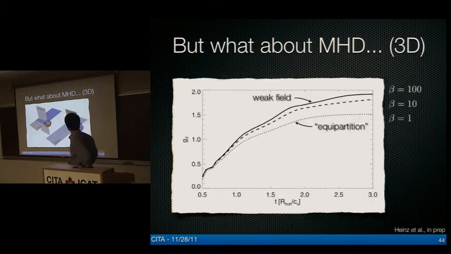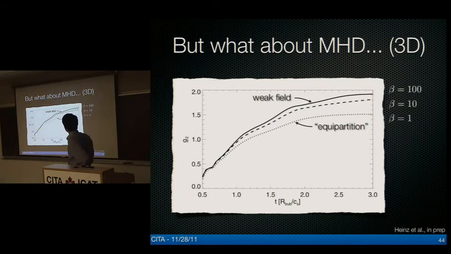And so the last slide is just, again, this efficiency factor that shows how much energy goes into the vortex as a function of time. This is the weak field case, which is essentially identical to the hydro case. It's a beta of 100, right? This is the ratio of particle pressure to magnetic pressure. So this is a case where the magnetic fields are weak and dynamically unimportant, so there's very little suppression from the hydro case.